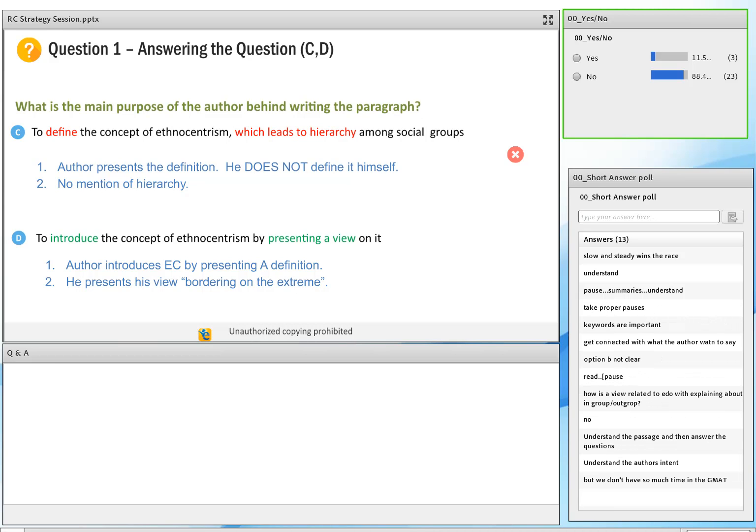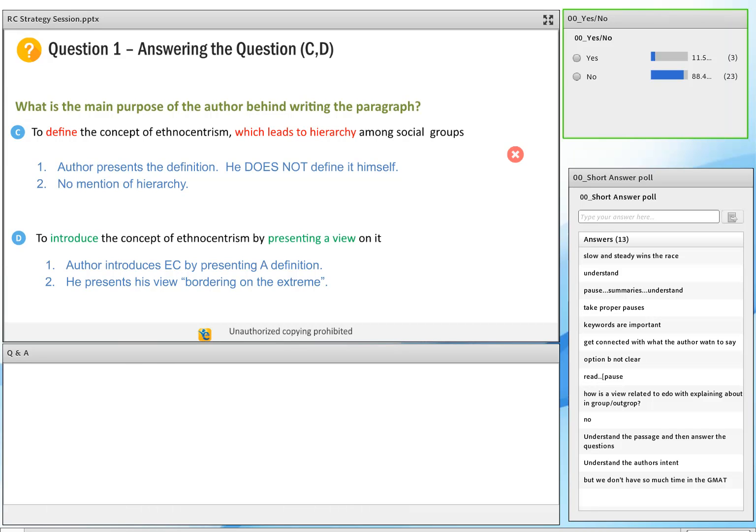How is a view related to explaining in-group, out-group? Well, a view is by presenting a view. Okay, so answer choice D is simply saying that because the definition itself is exaggerated, that is how the author has written presenting a view on it. That is why the author has written that.